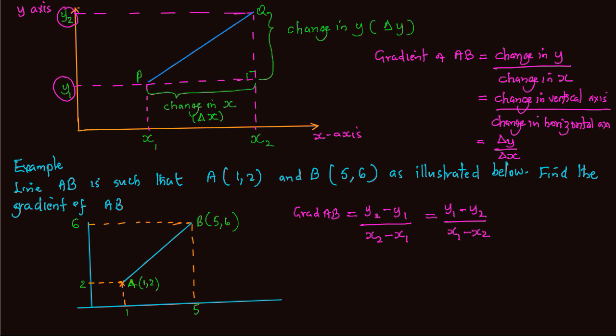Note that the coordinate of point A is x1, y1, and the coordinate of B is x2, y2.